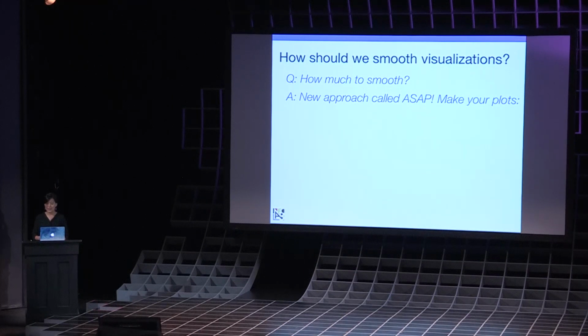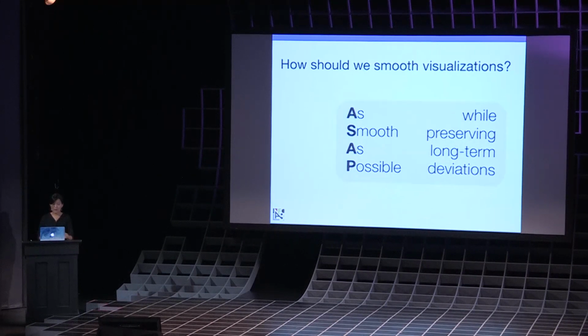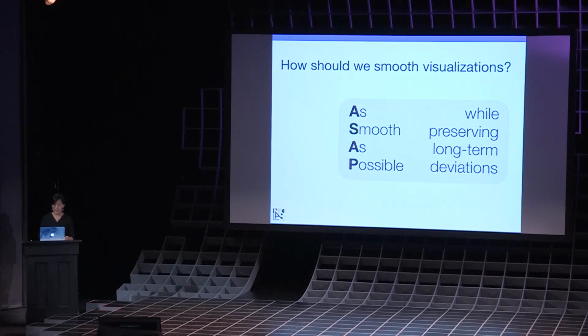ASAP stands for making your plots as smooth as possible, which also happens to have the initials ASAP, while preserving the long-term deviations. So for the next part of my talk, I'm going to go into more detail on what I mean by smooth and what I mean by preserving the deviations. Maybe first, let's look at smooth and how we would even quantify the smoothness of a time series.